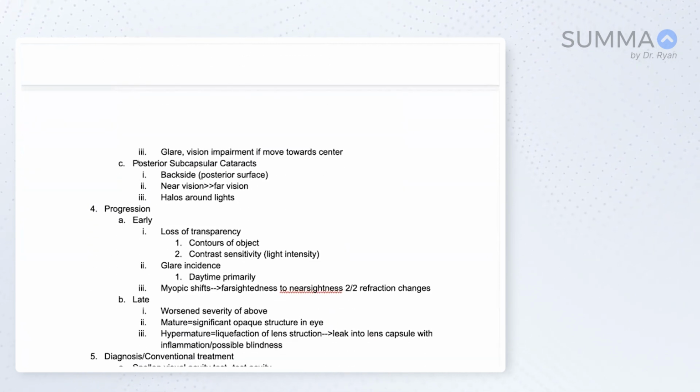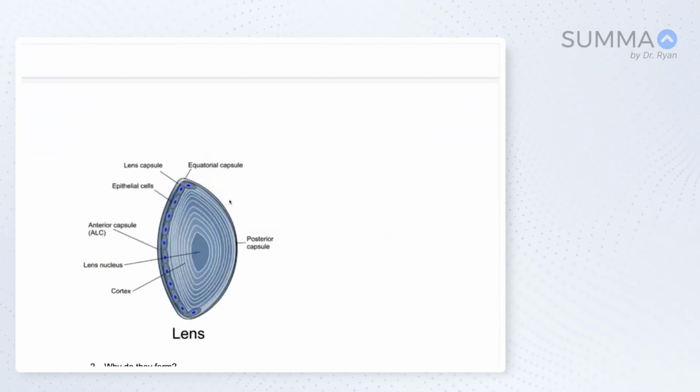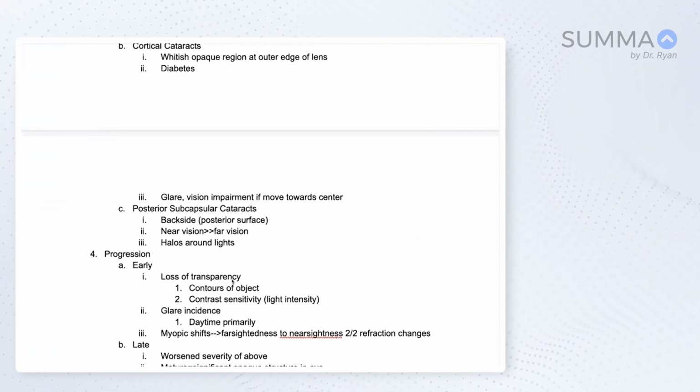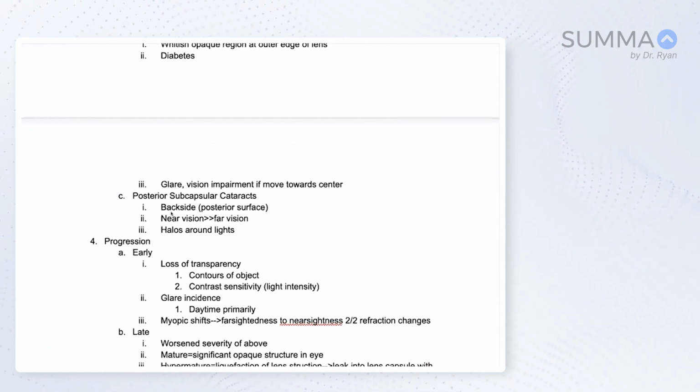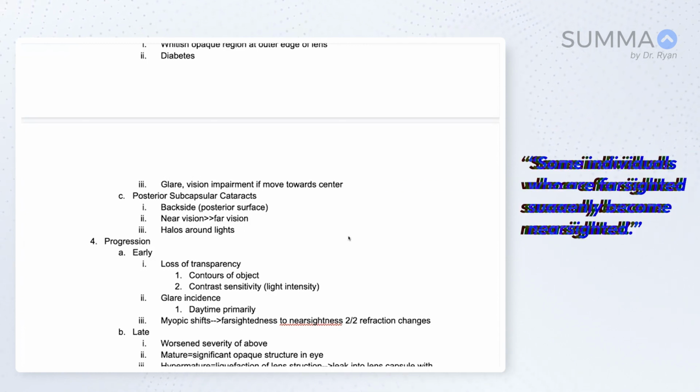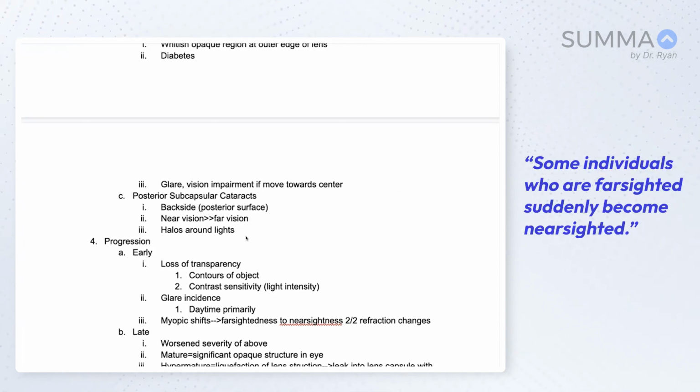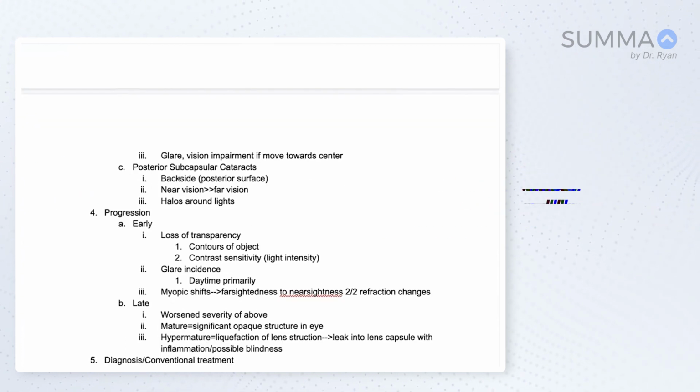And then posterior subcapsular cataracts. So in this particular case, you'll get cataract formation near the area just underneath the posterior capsule, right here. And in that particular case, you'll start to see issues with near vision being compromised more than far vision. You'll get this situation where some individuals who are farsighted will suddenly become nearsighted, myopic progression. And these individuals tend to get a lot of halos around lights. This is one thing they notice quite a bit.